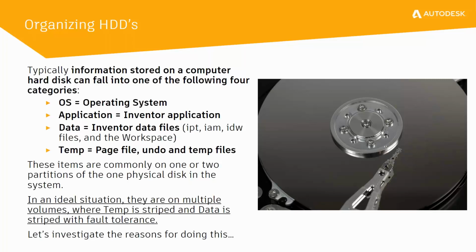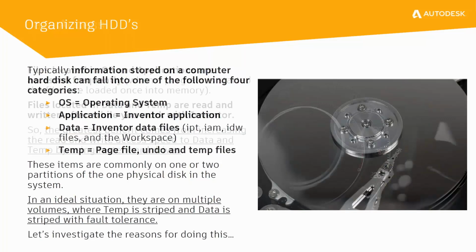Then you have a temp location. This is where things like your page file and undo and any temp files are located. Now, in an ideal situation, they're all on separate volumes, so on separate disks, where the temp is striped, and we'll talk a little bit about striping of drives shortly, but data is striped with fault tolerance. Okay, so they're the 2 recommendations. Try where possible to have those on individual volumes where the temp is striped and data is striped with fault tolerance. So let's investigate some of the reasons for doing this.